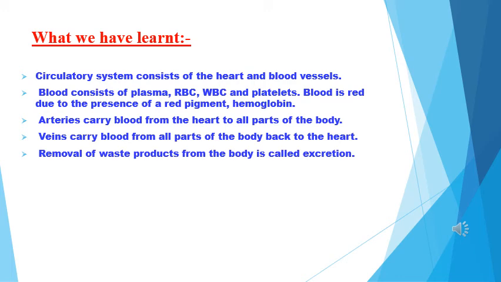Let us summarize everything that we have learned in the chapter. We learned that the circulatory system consists of the heart and blood vessels. Blood consists of plasma, RBC, WBC and platelets. Blood is red due to the presence of hemoglobin. Arteries carry blood from the heart to all parts of the body. Veins carry blood from all parts of the body back to the heart. The removal of waste products from the body is called excretion.